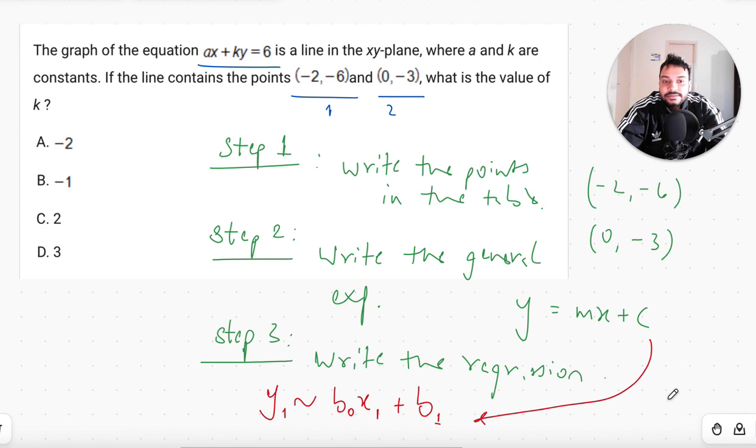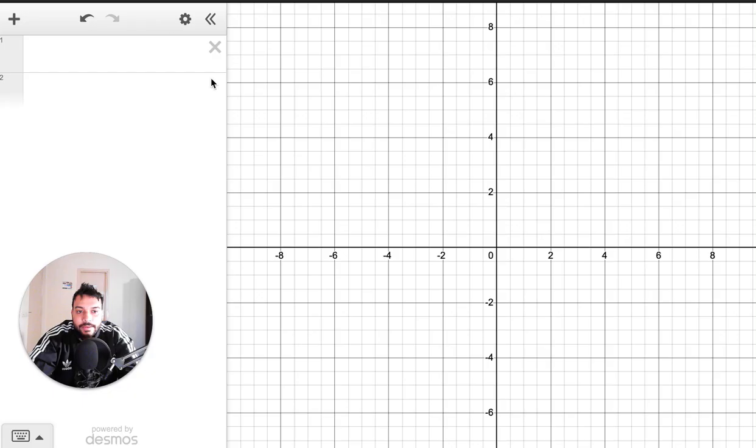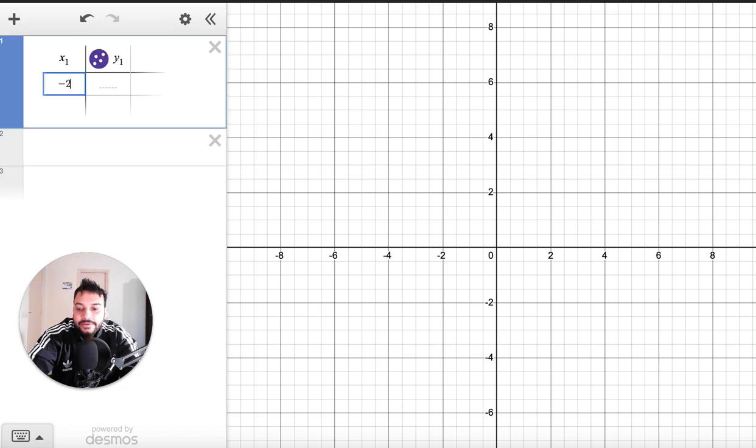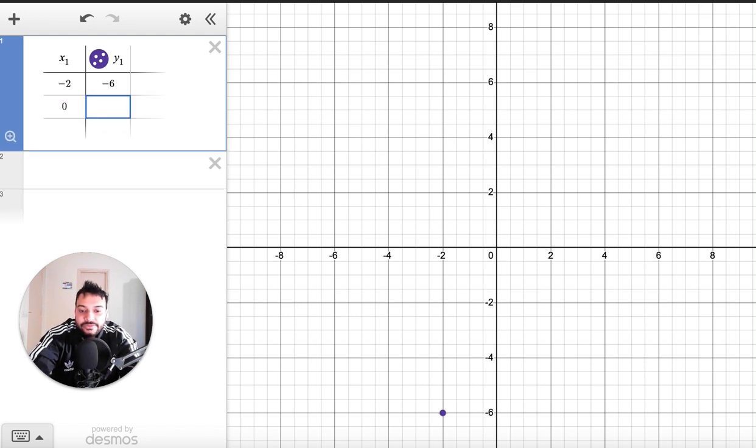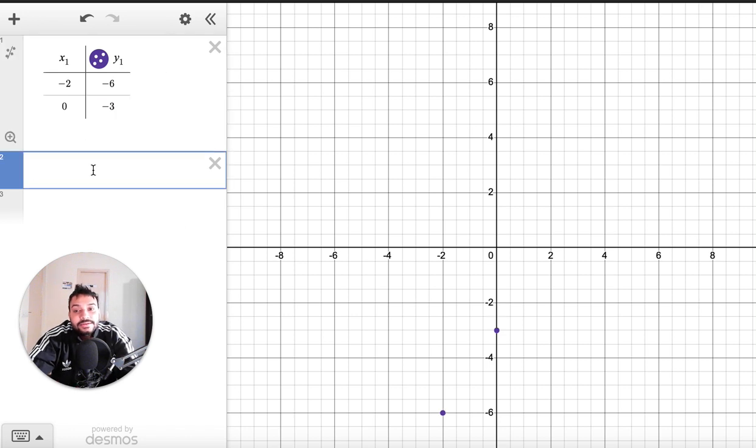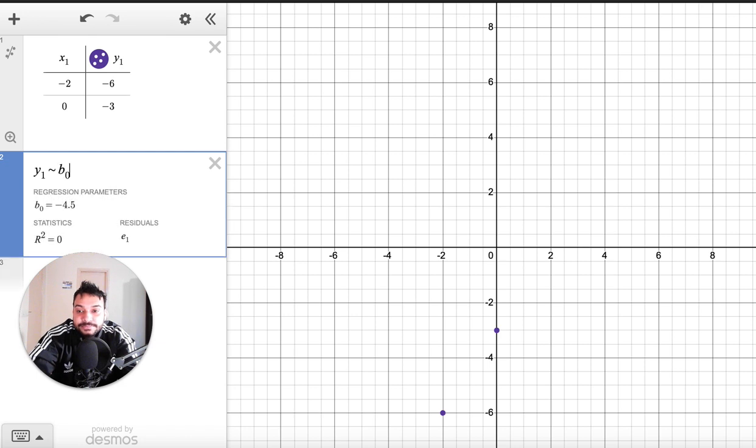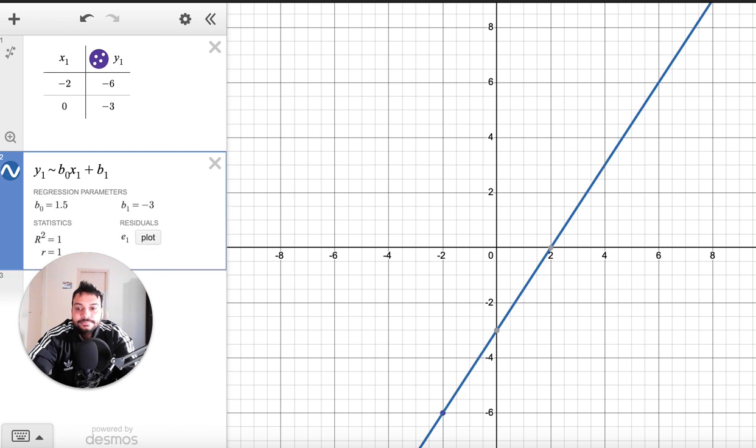So let's see this on DESMOS. First step, input the table: (-2, -6), (0, -3). The points are plotted. Next step, y is equal to mx plus c. Let's write it in the regression format: y1 tilde b0 x1 plus b1. You see the slope is 1.5, y-intercept is -3.